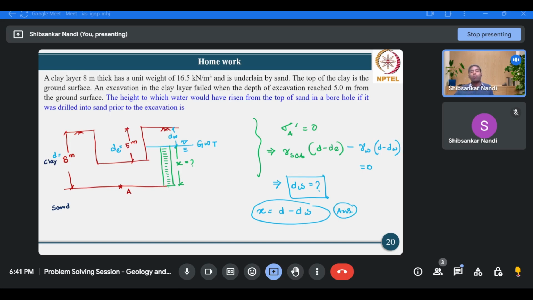So I'll not solve this problem at its full length. Since this is a homework problem, I am leaving it up to you. Please try to solve this problem at your home and let me know if you face any difficulties while solving this problem in the upcoming session. Okay, so this is for today's session.